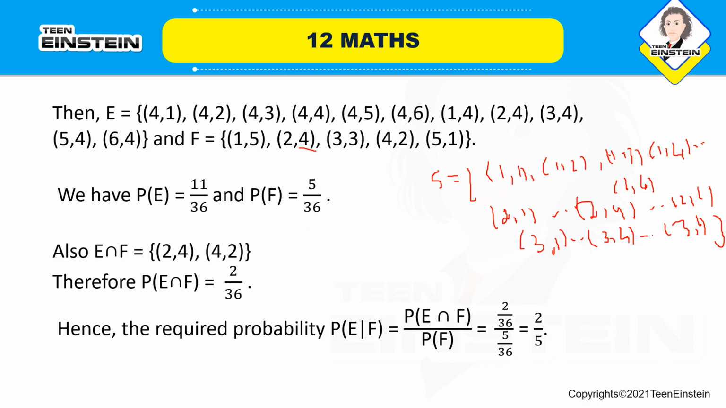What about 4, 2? Yes, 4, 2 will be in E because the event E is that the number 4 has to appear at least once. 5, 1 definitely will not be in E because the event E has been specified like that. What is the event E? The number 4 has to appear at least once. Okay, so what are the possibilities in E intersection F? Only 2, 4 and 4, 2.